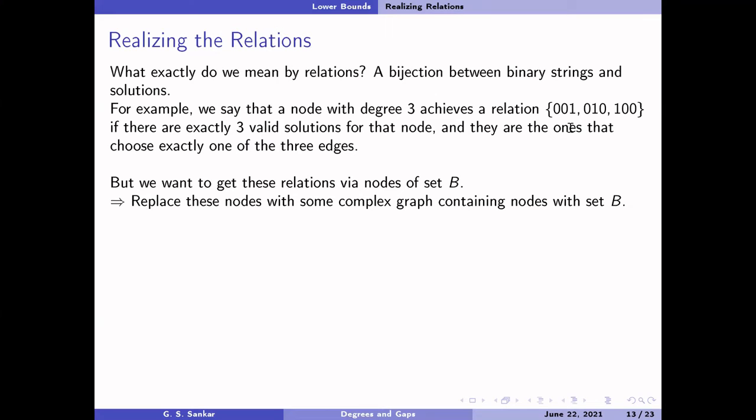With that, we're done with relations, but we need to somehow get them. And we can really get them through vertices of set B. Remember, we want to reduce to an instance of B-factor. And in B-factor, you only have relations of nodes of set B. You need not have this particular relation. So what we'll instead do is realize those relations through some complex graph containing nodes with just the set B.